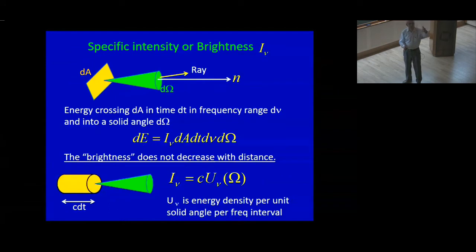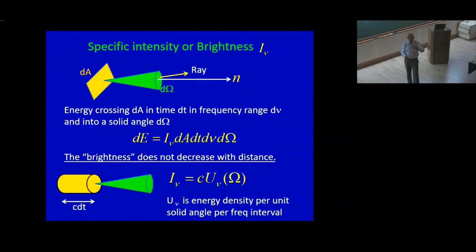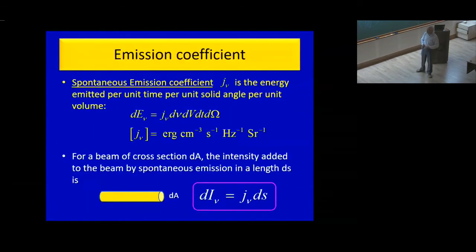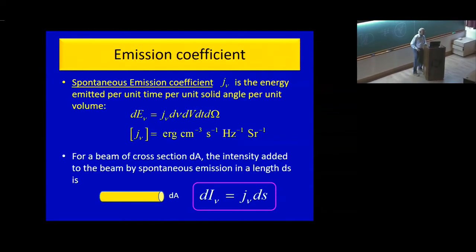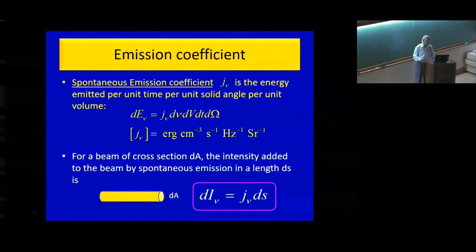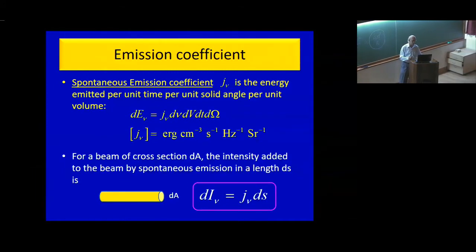So when we write Planck's law, as we will very soon be writing Planck's law, we write it in terms of the energy density, U nu, and not in terms of the specific intensity. But the two are obviously related. Now let us introduce the concept of the emission coefficient, or more specifically, the spontaneous emission coefficient J nu.